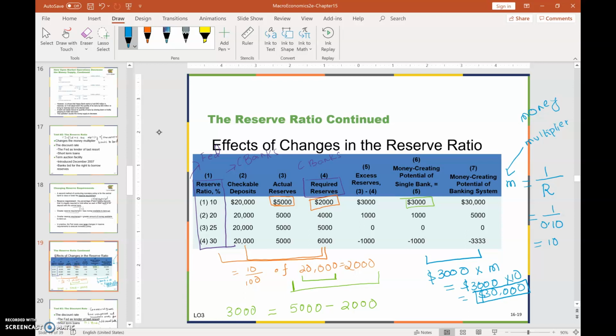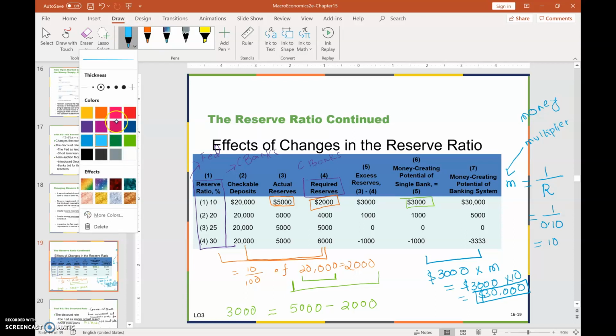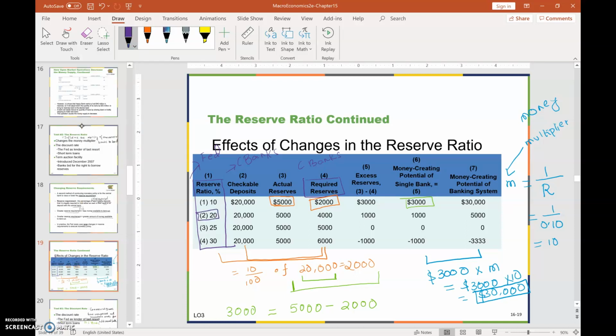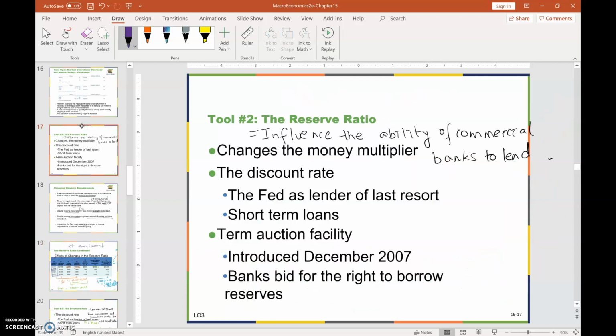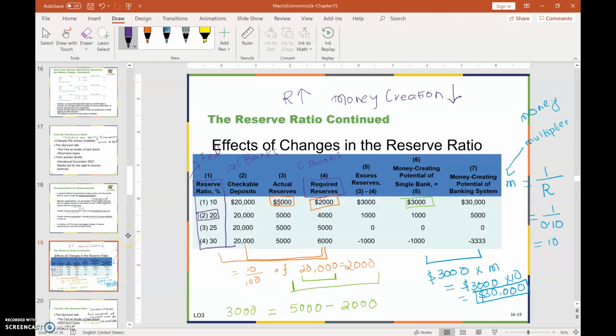I can calculate row 2, 3, and 4 the same way. Just to let everyone know, when the reserve ratio increases, the money creating potential of the banking system decreases. So I'm just going to write here, money creation goes down. Okay, so these two are inversely related.